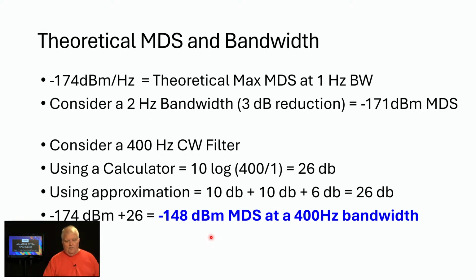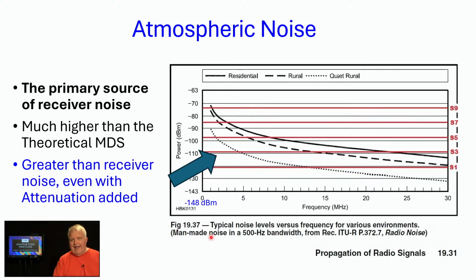That's pretty darn small, especially when you consider atmospheric noise. If you look on this chart, it has power in dBm, minus dBm here on the vertical scale, and frequency in megahertz on the horizontal scale. Here's minus 148 down here someplace, all right? And these lines are atmospheric noise depending on frequency. So here's the 80 meter band, about 3 megahertz. Here's the 40 meter band, 7 megahertz. The 20 meter band, 14 megahertz.